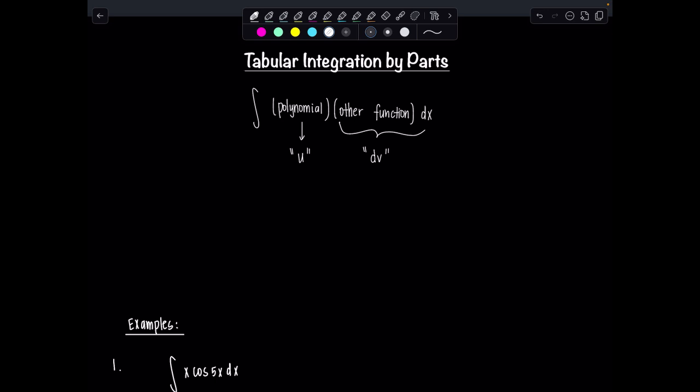And hopefully by now you've seen sometimes it takes more than one round of integration by parts. You have to apply it 2, maybe 3 times, maybe more. And in that case, it can be a little tedious to keep track of everything. So that's when tabular really comes in clutch.